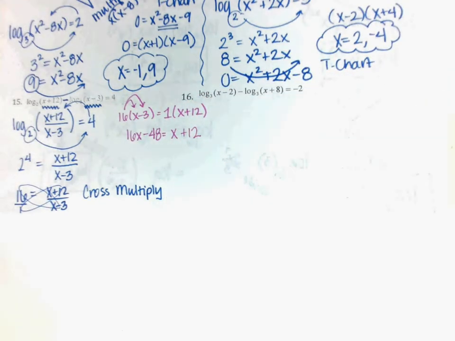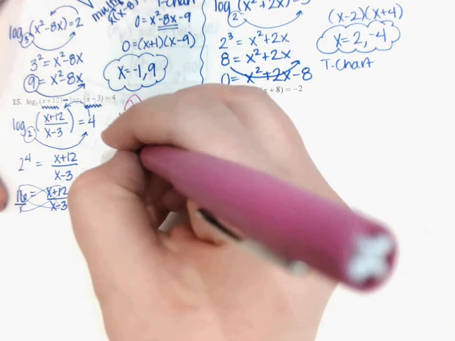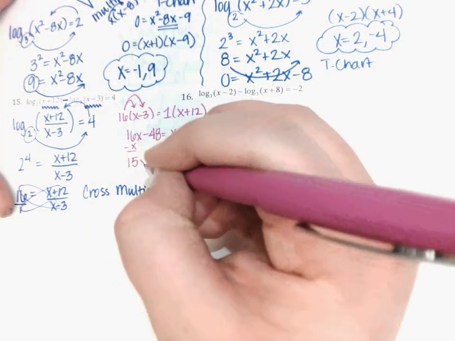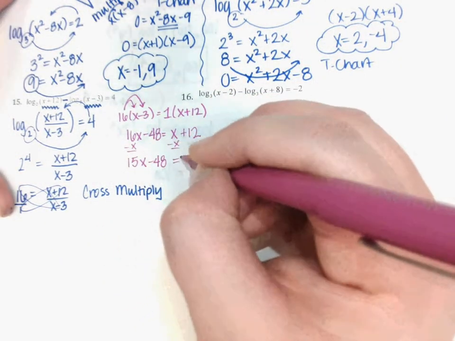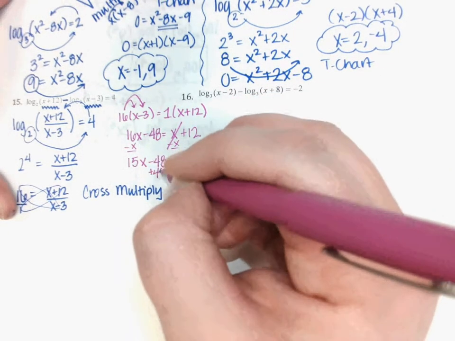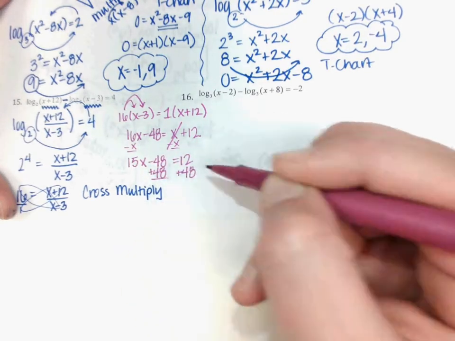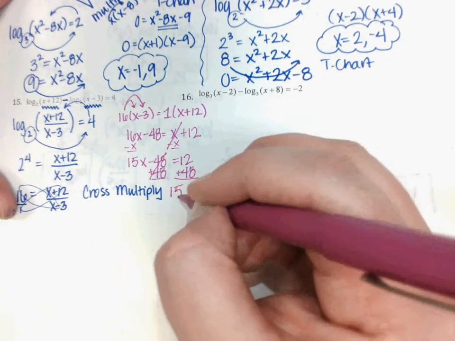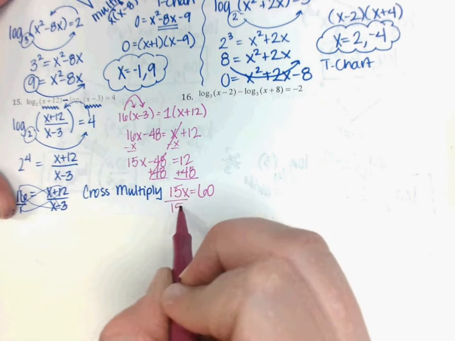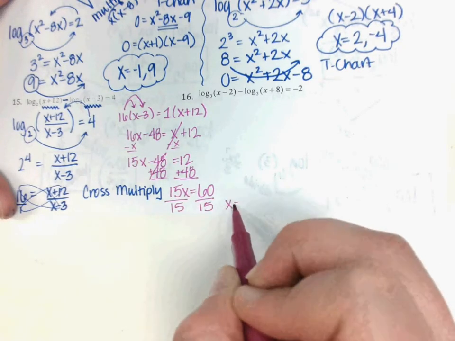What's my next step? Got x's on both sides. That's not going to work. So we want to bring the baby to the mama. So we're going to minus the x here, minus the x here. What is 16x's if I take 1 away? 15x minus 48 equals 12. Then what's my last step after that? Add the 48 across. What is 12 plus 48? 60. And if 15x is 60, what's my last step? Good. And 60 divided by 15 is 4.